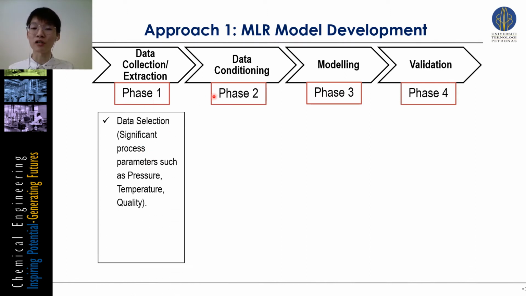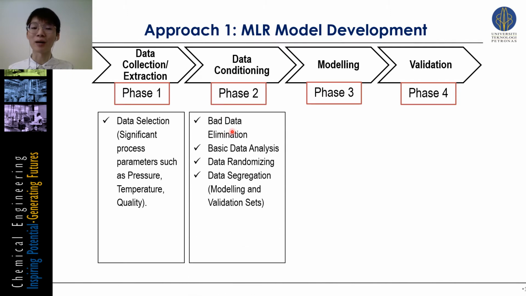In terms of phase 2, I conditioned the data by eliminating the bad data that's not suitable for the model development, and I segregated my data into 2 parts. Firstly, one for the modeling, and another set for the validations.